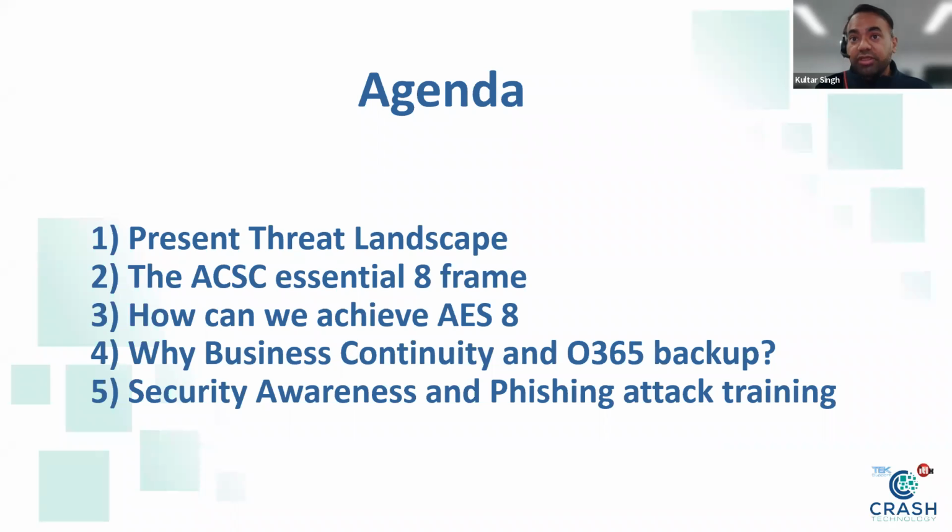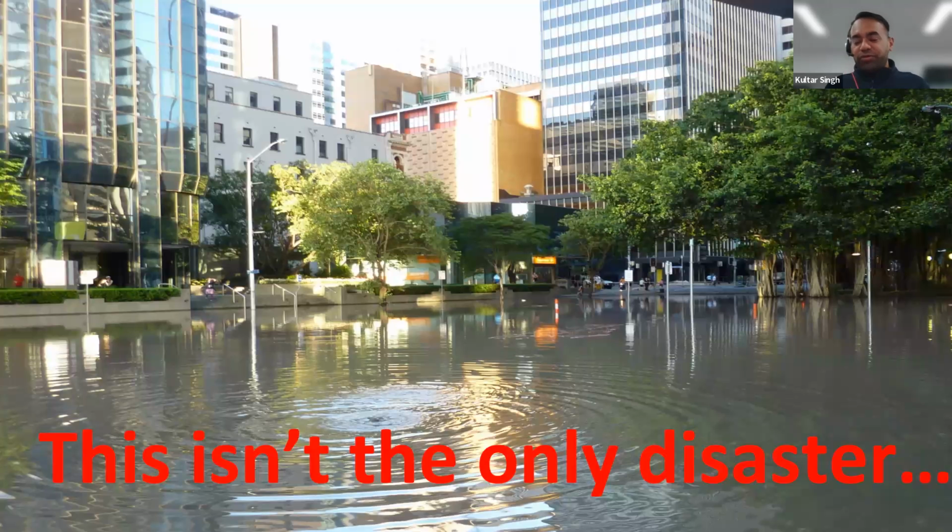Dean will walk us through this information and how businesses can achieve maturity level within the Essential 8 framework. We will talk about how business continuity and Office 365 backup are related with managing and helping businesses come out of any threats or challenges they can face in the future. And we will quickly go through security awareness and phishing attack training. There are different things you should watch out for. So with that, we begin.